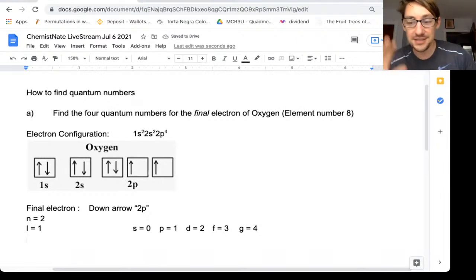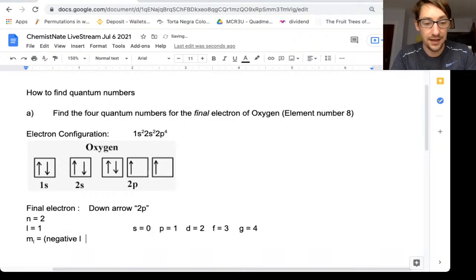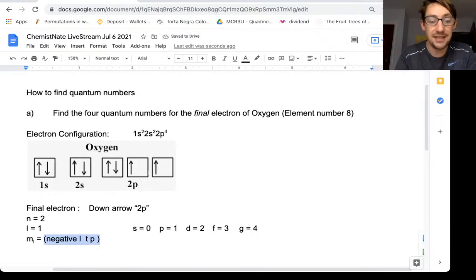Okay, now here's the best part, if you ask me. You already know that l is 1 because it is a p subshell. What we say is that the third quantum number, ml, or the magnetic quantum number, can go from negative l to positive l. But I find that a lot of teachers don't show you what that actually means.